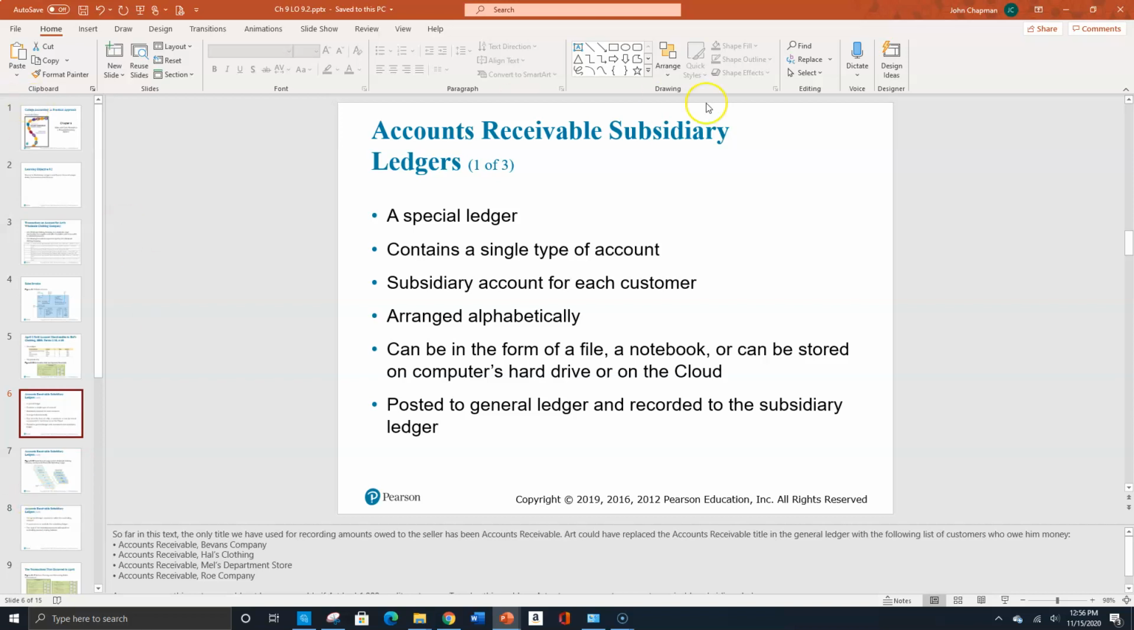So it's usually arranged in alphabetical order. It can be put in the form of a file, notebook, or stored on a computer's hard drive or in the cloud. It's posted to the general ledger and recorded to the subsidiary ledger.